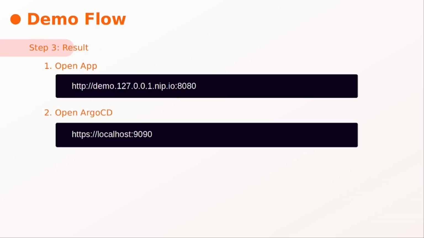Step 3. Access the platform. Once synchronization is complete, the demo application becomes available at demo.nip.io:8080. The ArgoCD dashboard can be accessed at localhost:1990. Inside the dashboard, users can monitor application status, synchronization, and infrastructure health.